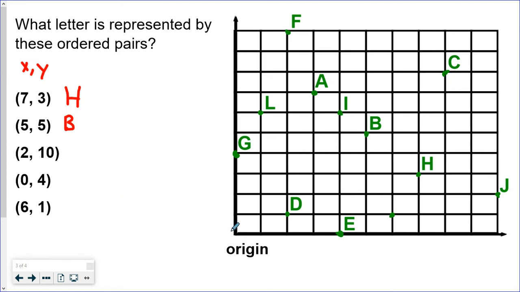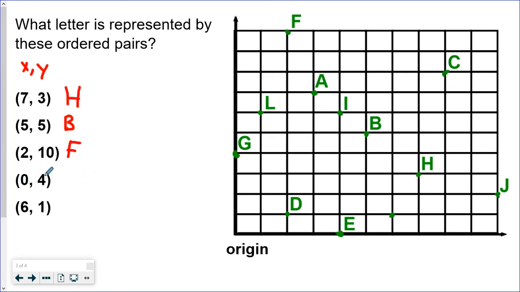I'm going to start at the origin. I'm going to go over 2 spots. 1, 2. And then from here, I'm going to go up 10 spots. 1, 2, 3, 4, 5, 6, 7, 8, 9, 10. So hopefully you were able to tell me that that was point F. Let's do the same thing with this one here.